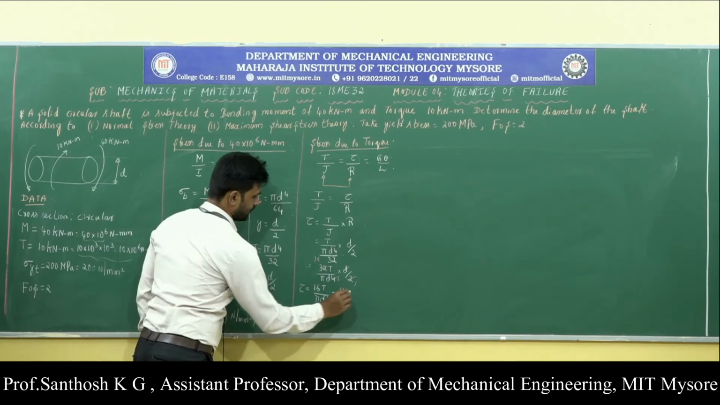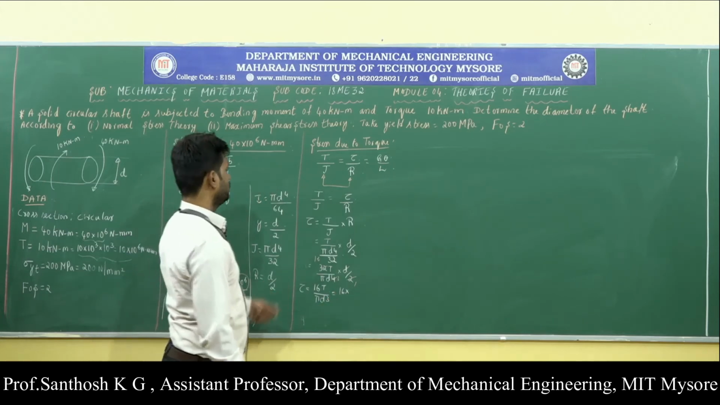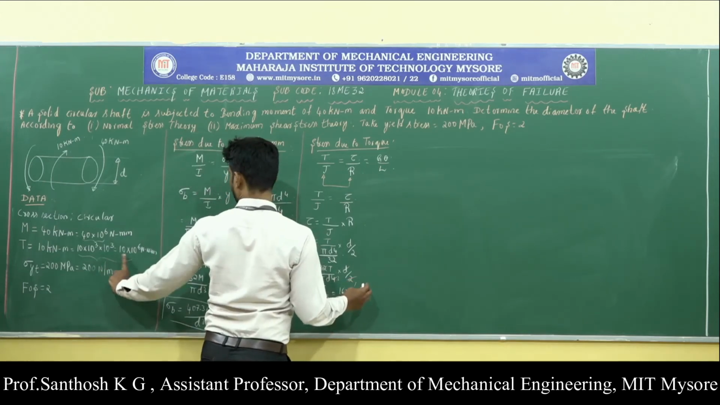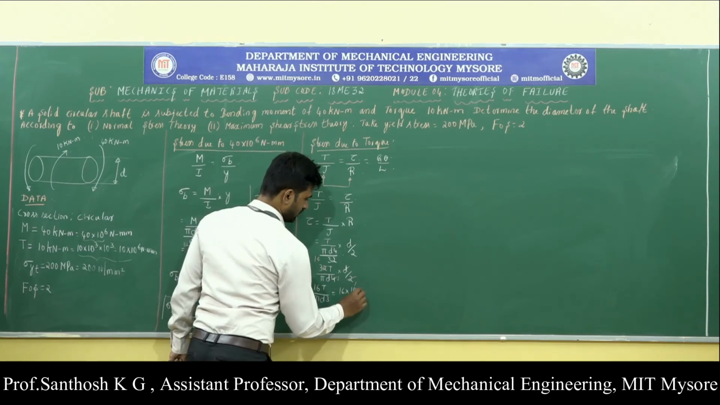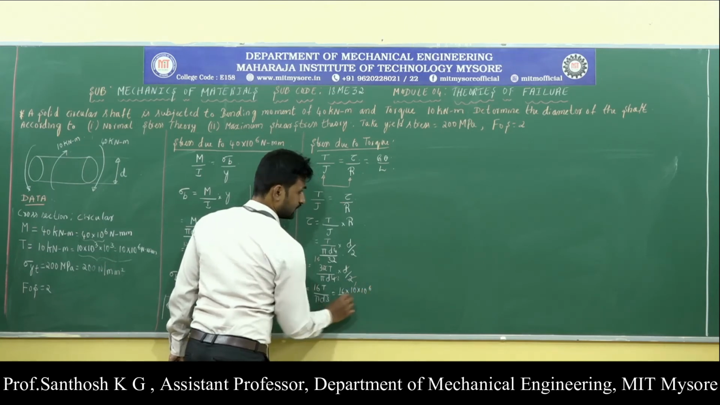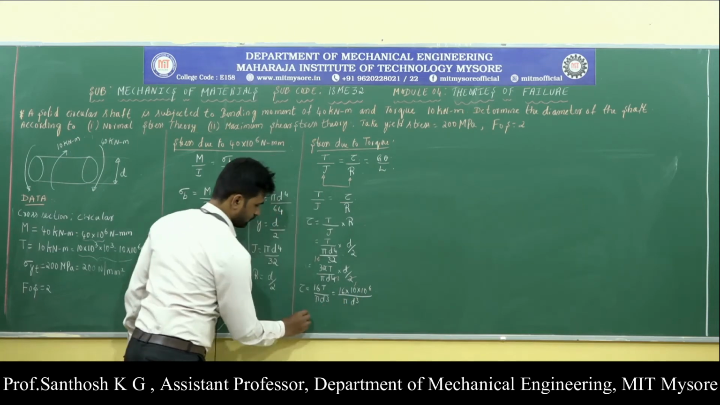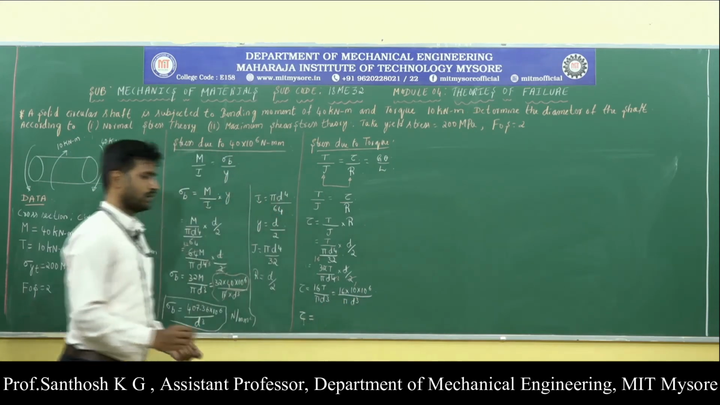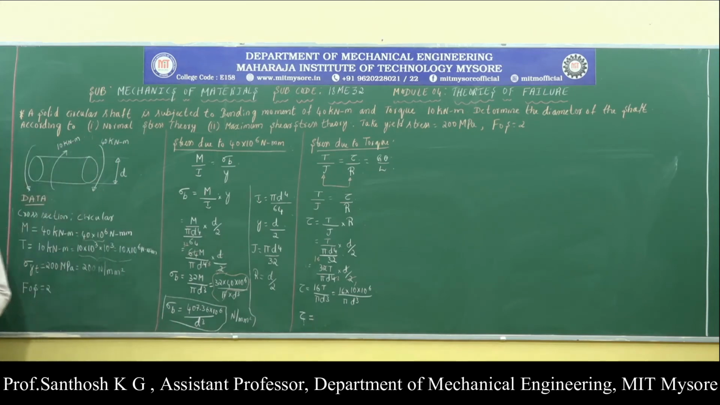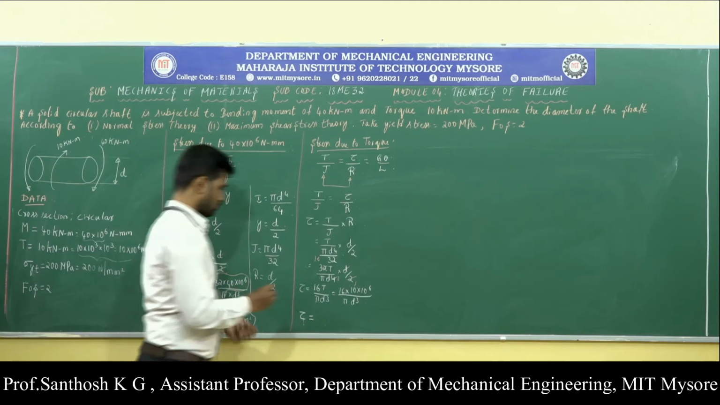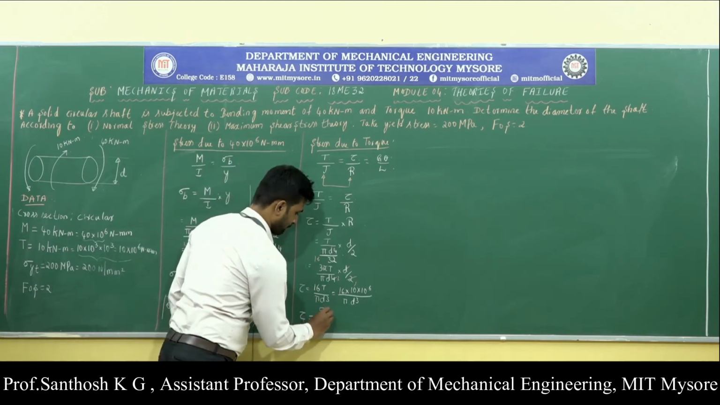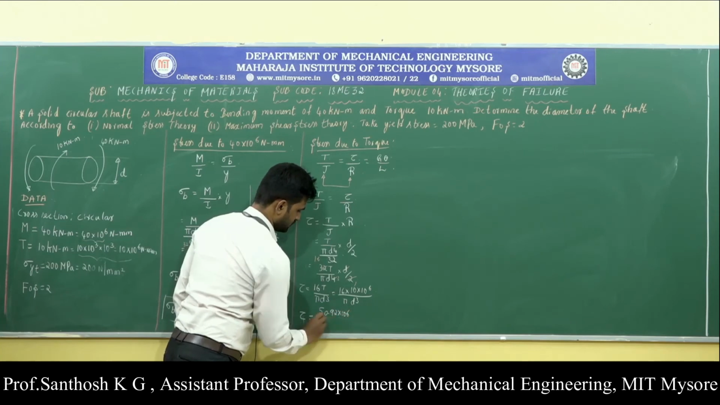So, 16 into the value of T, which is 10 into 10 to the power of 6, divided by pi into d cube. Therefore, the value of tau in terms of d cube is 50.92 into 10 to the power of 6 divided by d cube.